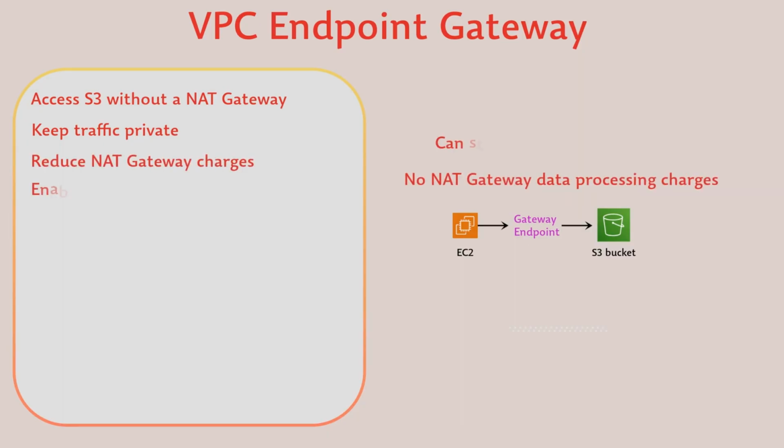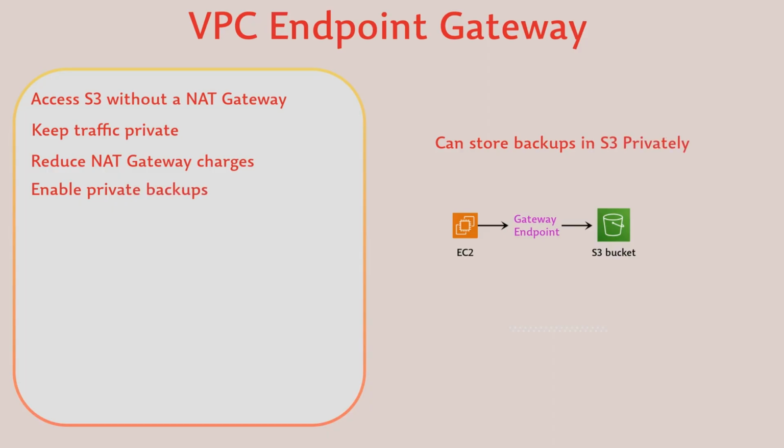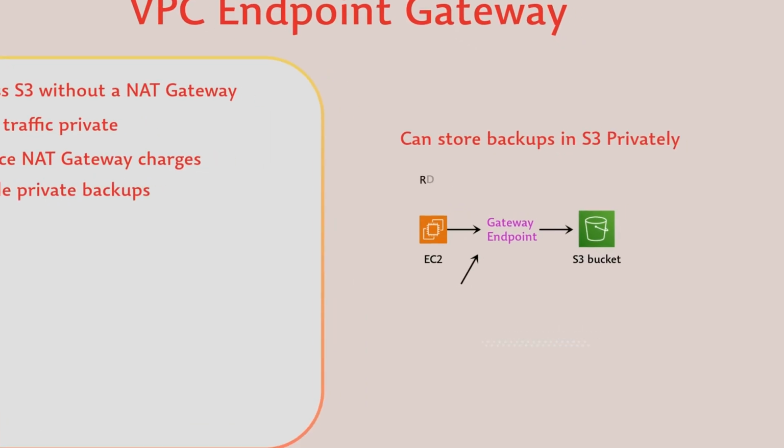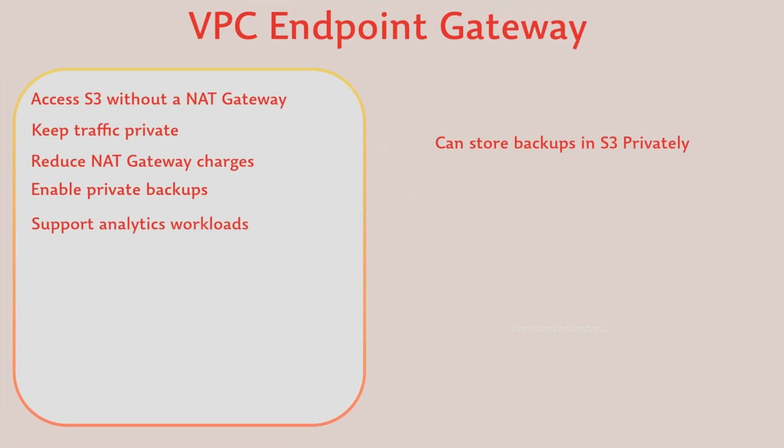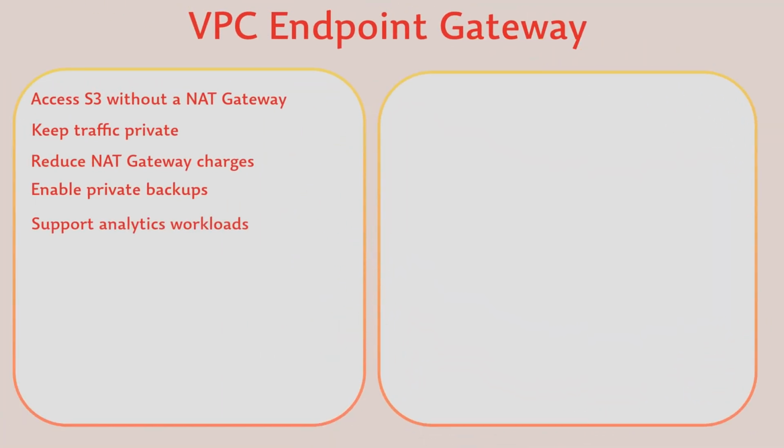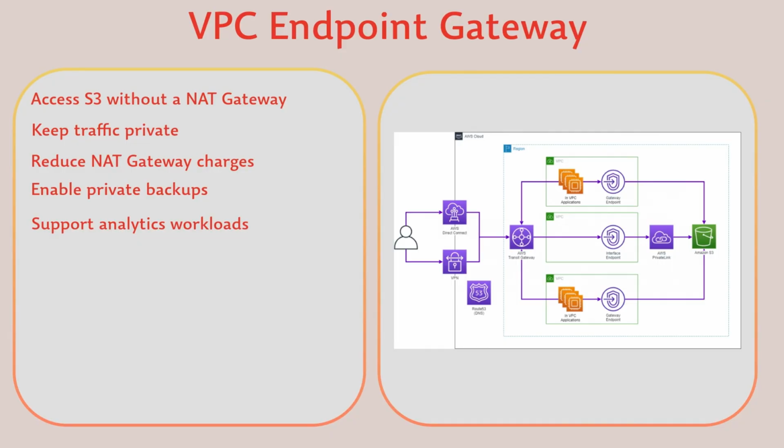It enables private backups. Example, EC2 and RDS snapshots. Lambda can store backups in S3 privately. It supports analytics workloads. EMR clusters and Spark jobs often read and write huge amounts of data to S3. So gateway endpoints improve performance and reduce cost. Here, it accesses DynamoDB privately. Microservices can communicate with DynamoDB without internet access. No public IPs are required.